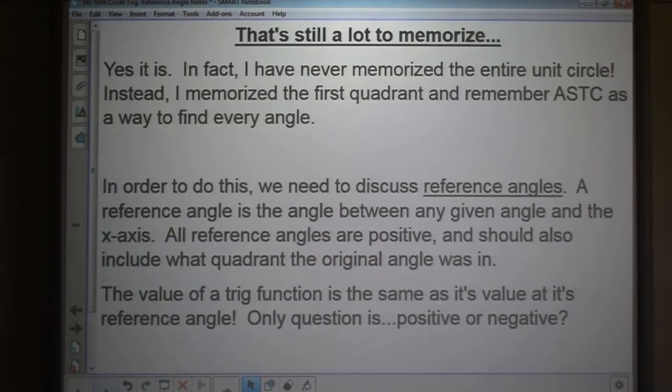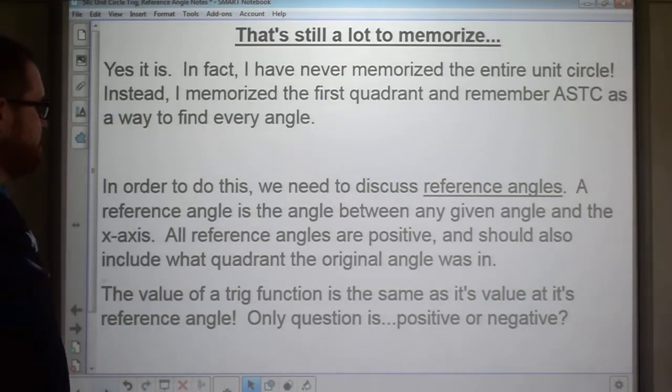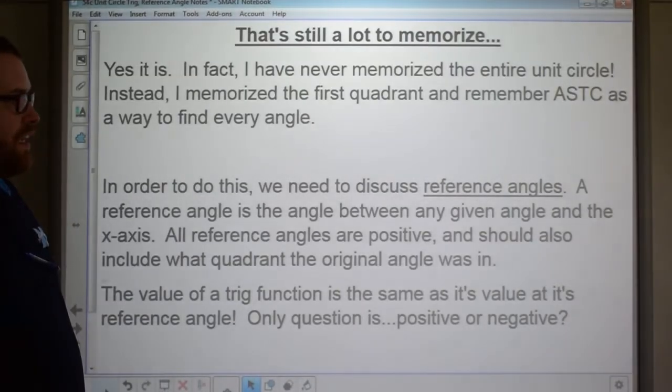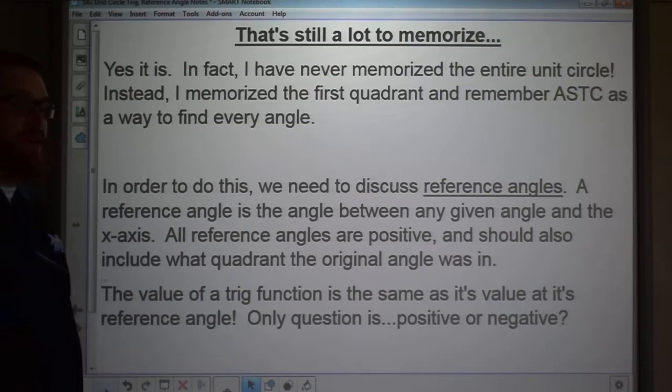If you can memorize the first quadrant and can understand reference angles, then you don't need to memorize the whole unit circle. Well, what's a reference angle? A reference angle is the angle between any given angle and the x-axis. All reference angles are positive and should include which quadrant the original angle was in. The value of a trig function is the same as its value at its reference angle. The only question is it positive or negative?